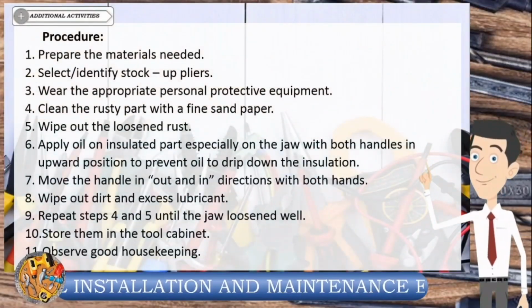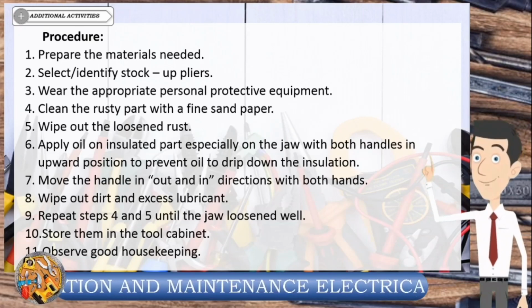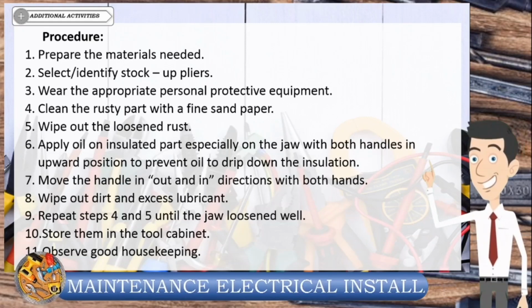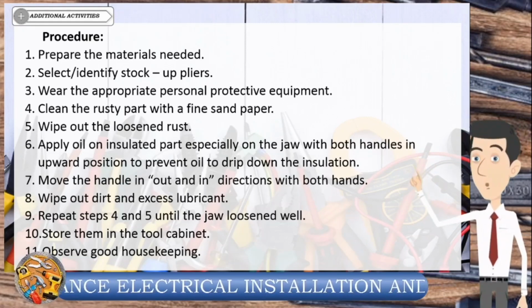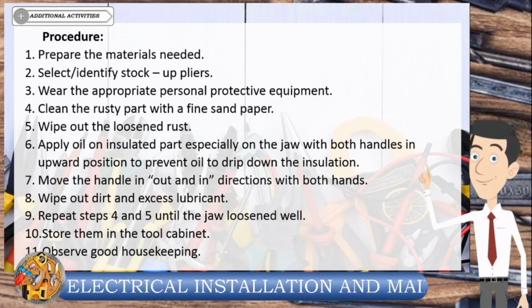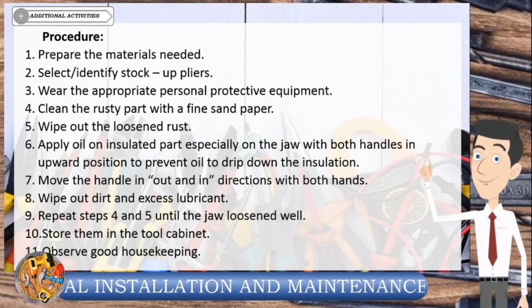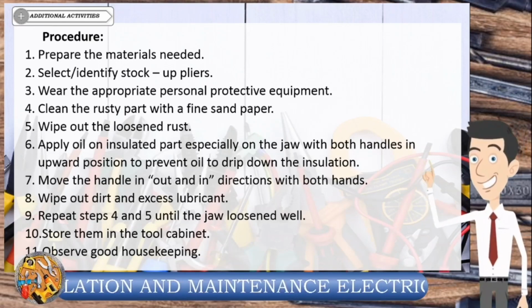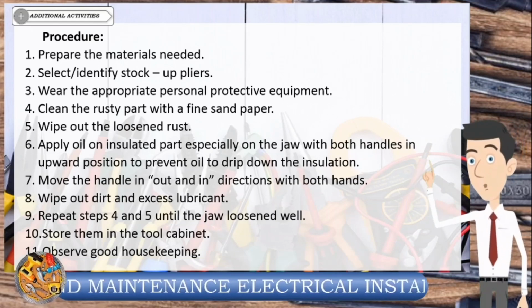Now, let's talk about the procedure. Number 1. Prepare the materials needed. Number 2. Select or identify the stock of pliers. Number 3. Wear the appropriate personal protective equipment. And number 4. Clean the rusty part with a fine sandpaper. Number 5. Wipe out the loosened rust.